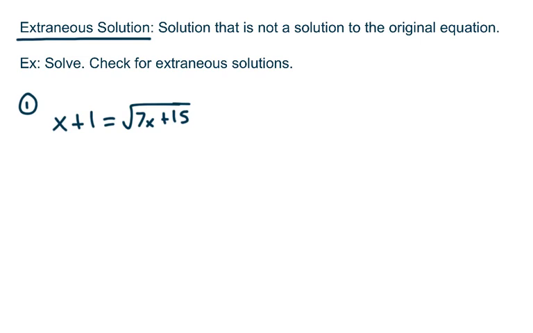Okay, so let's go ahead and solve this. The rules are still the same. We've got to get the radical by itself, and the radical is right here, and it is by itself. So we can go ahead and get rid of it right away. Okay, to get rid of a square root, we need to square both sides. And when we square both sides, we need to square all of it.